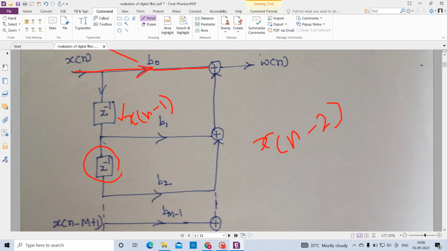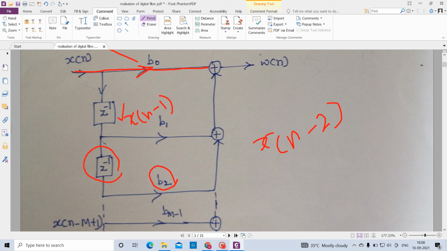If we combine these two elements, it becomes x of n minus 2, because these two delay elements are multiplied with x of n, right? So it becomes x of n minus 2. This x of n minus 2 function is multiplied with the constant multiplier b2, right? The first x of n is added. This is an adder symbol, right? So the first term is b naught multiplied with x of n, plus b1 multiplied with x of n minus 1, plus b2 multiplied with x of n minus 2, and so on.